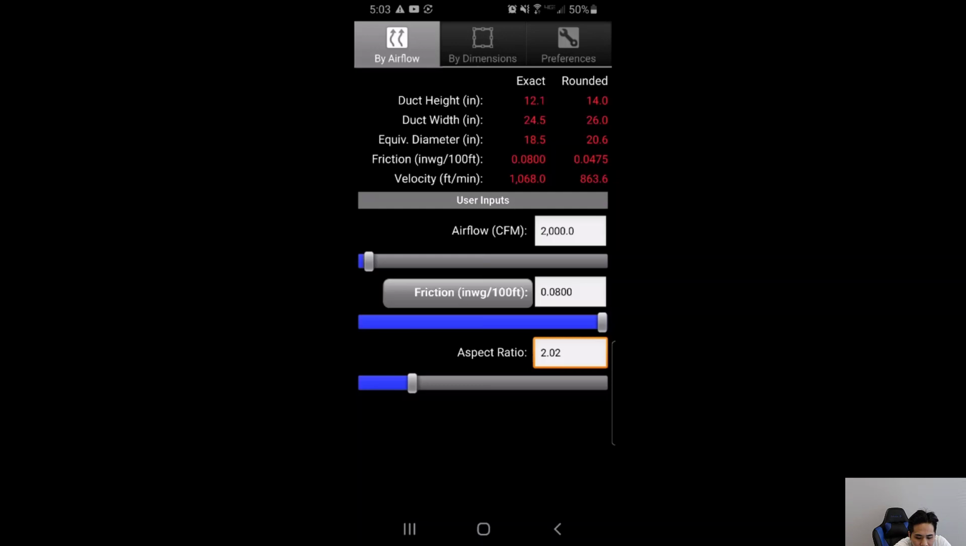Okay, and let's go to the aspect ratio where it's a duct height of 8. So that's going to give me about this aspect ratio right here, 5.22. And that's an 8 by 41. I'll round it up to a 42. So this size is an 8 by 42. So these are the 4 sizes that we got.